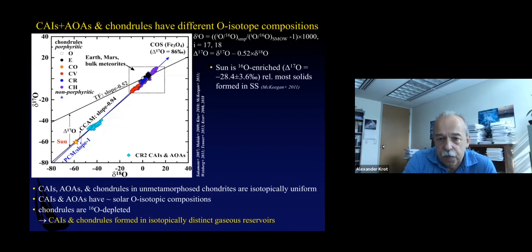The significance of this slide is that if you look at the oxygen isotope composition of refractory inclusions, they all have composition very close to the solar value. On this graph, I only plotted calcium-aluminum-rich inclusions from CR carbonaceous chondrites. And chondrules in all chondrite groups plot near the terrestrial fractionation line. So the point here is that calcium-aluminum-rich inclusions and chondrules formed in isotopically distinct gaseous reservoirs in the solar system.